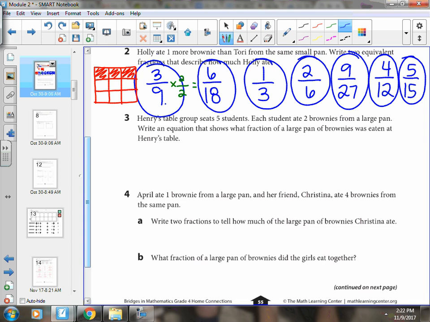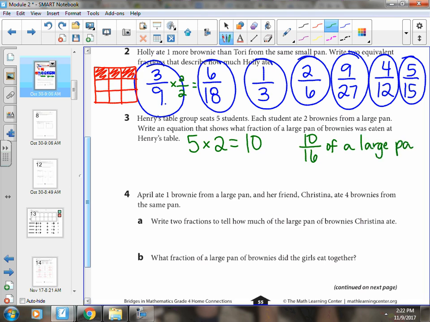Each student ate 2 brownies. Write an equation that shows what fraction of a large pan was eaten. So probably a realistic 4th grade equation would be 5 kids times 2 brownies equals 10 brownies. And then you would say that's 10/16 of a large pan.